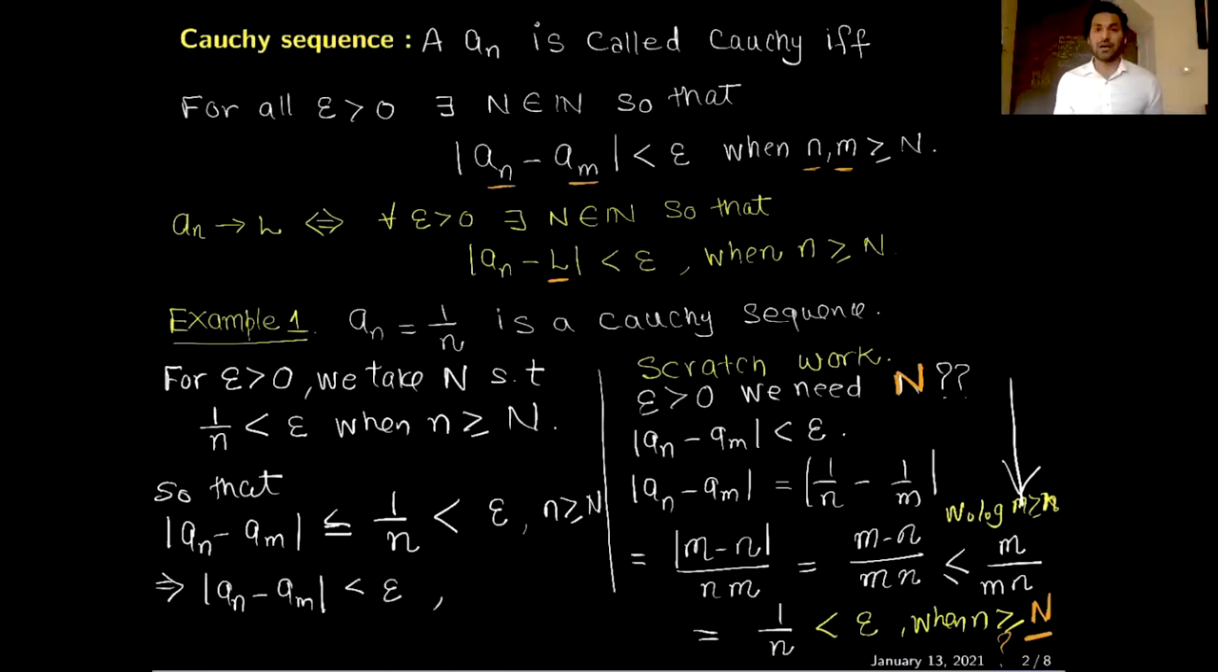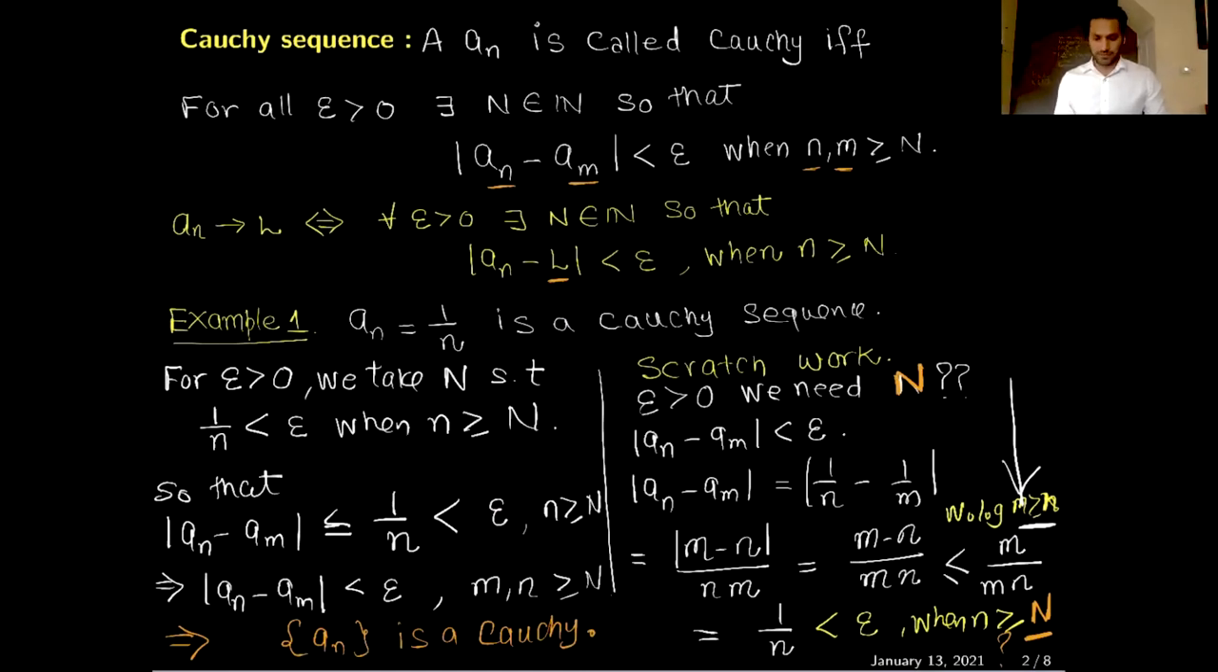Since m is also bigger than or equal to N, this we assume. So if n is bigger than or equal to N, it means m automatically will also be bigger than or equal to N. And this is the definition of a Cauchy sequence. So this implies, by definition, the sequence an is a Cauchy. So this completes the proof of this example that the sequence an, which is equal to 1 over n, is a Cauchy sequence.